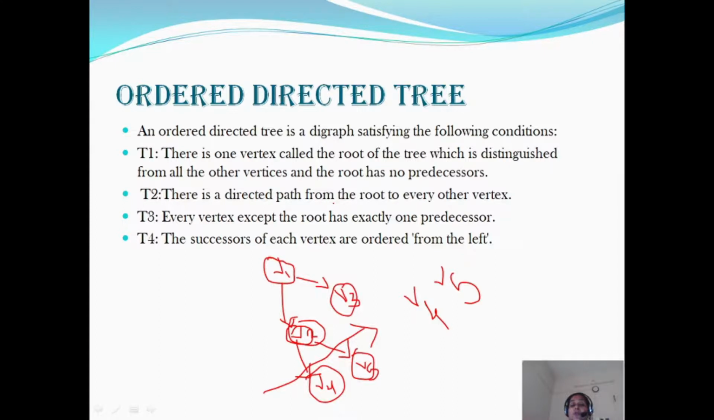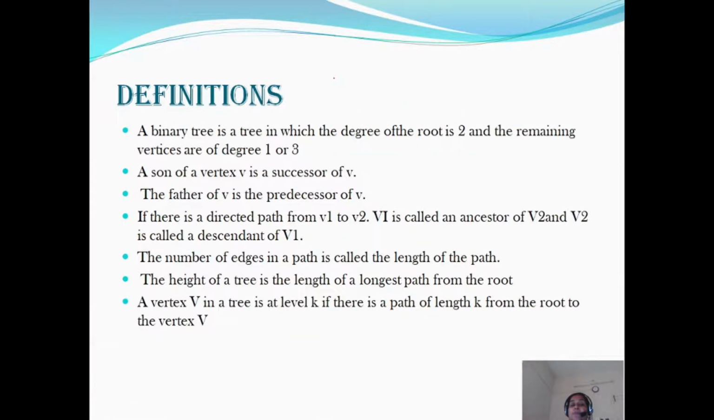Next, we are giving some definitions. This is a general tree. Sorry, I am not writing any. This is called what? A general tree. From the root we have n number of vertices coming in.